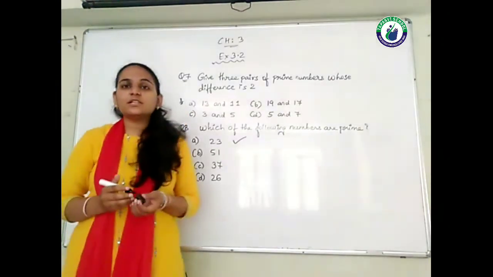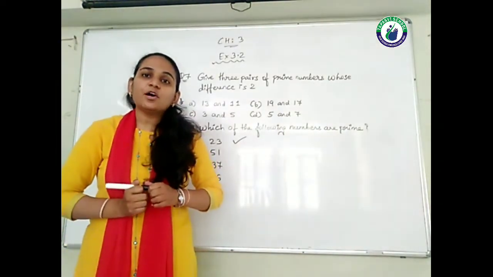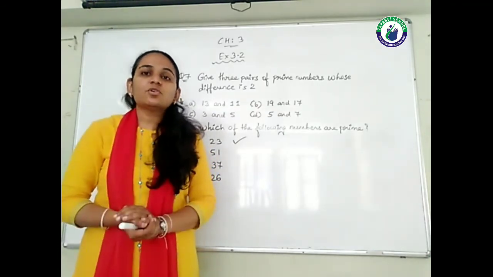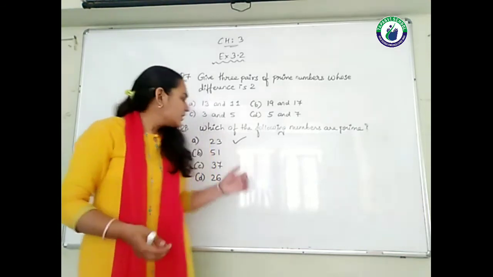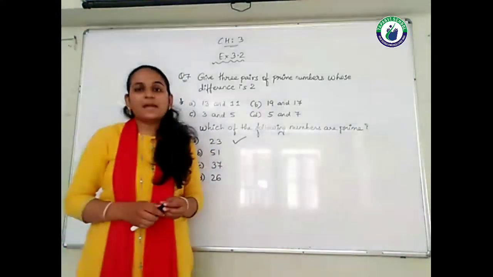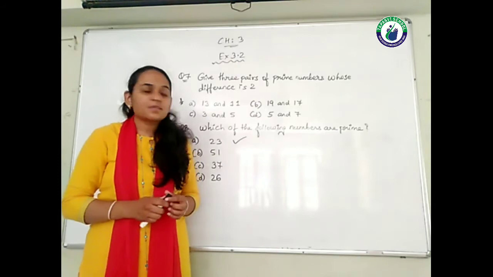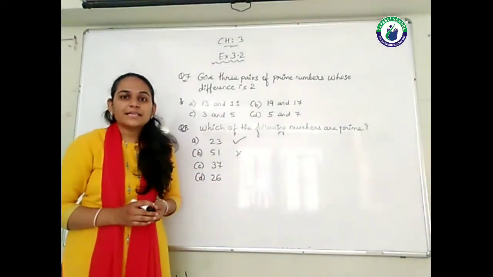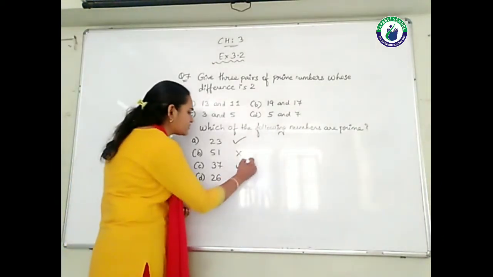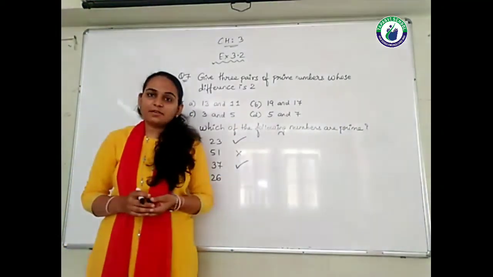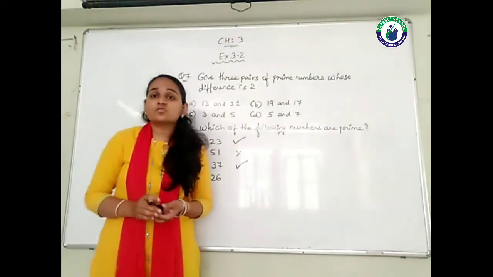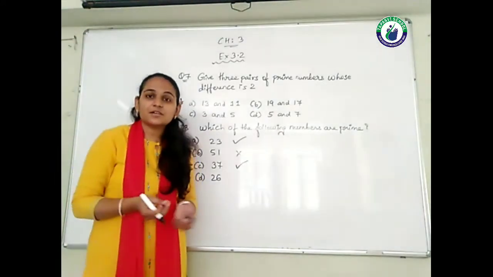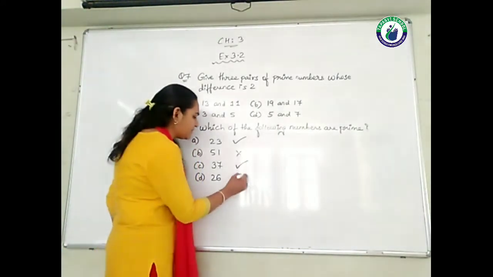What about 51, students? 51 comes in the table of 3, so we have more than 2 factors. So we cannot consider 51 a prime number. Also it comes in the table of 17. So this is not a prime number, so I put a cross. 37 is a prime number because it has 2 factors, 1 and 37. Next one is 26. 26 is not a prime number. The last digit is even, so it is divisible by 2 also, and by 13. So I am not considering this a prime number.